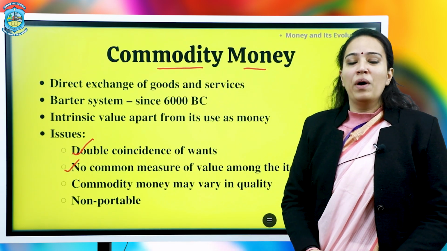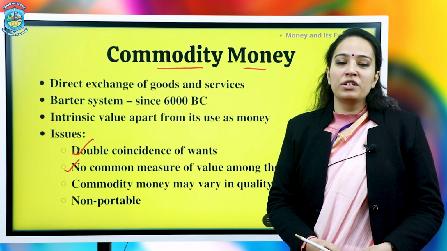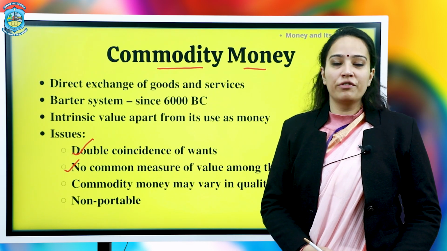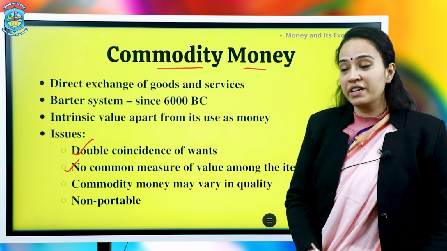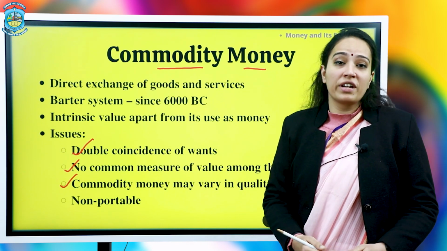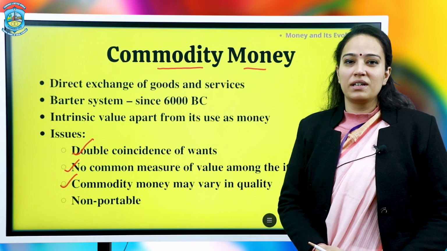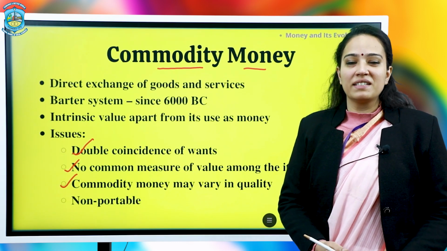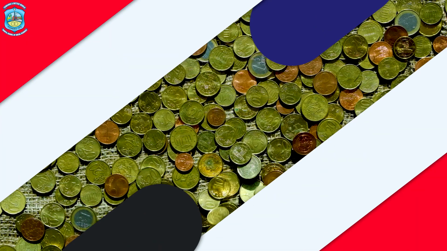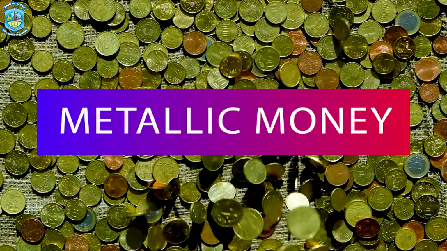For example, one water bottle was used to purchase a bicycle in one time period, it might be worth just a chocolate in the next time period. Next concern is with respect to the quality of the commodity being traded. For example, if I am trading a food grain, what is the quality of that food grain being traded? Is it organic or not? So that quality is questionable. Lastly, it is non-portable. I cannot carry water bottles, bicycles, food grains, shoes across the world to carry out any transactions. In order to address a few of the concerns of commodity money, metallic money was introduced.